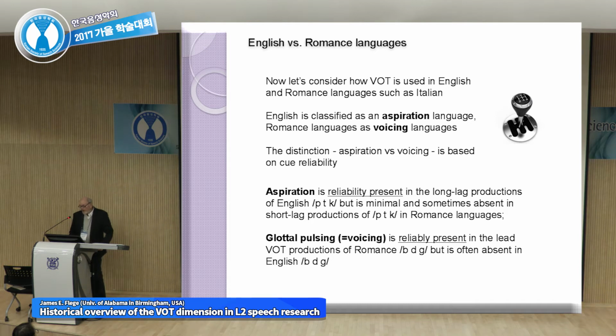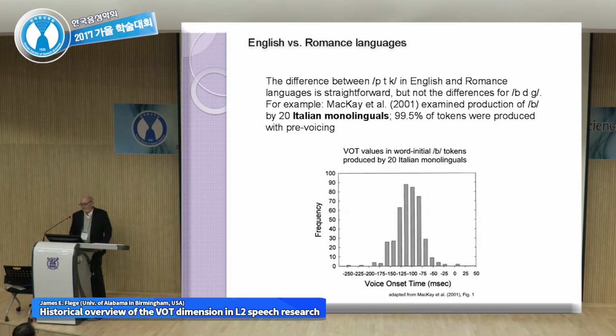Glottal pulsing is reliably present in the lead VOT productions of Romance language BDG, but is often absent in English BDG. The difference between PTK in English and Romance language is straightforward, but not the differences for BDG.